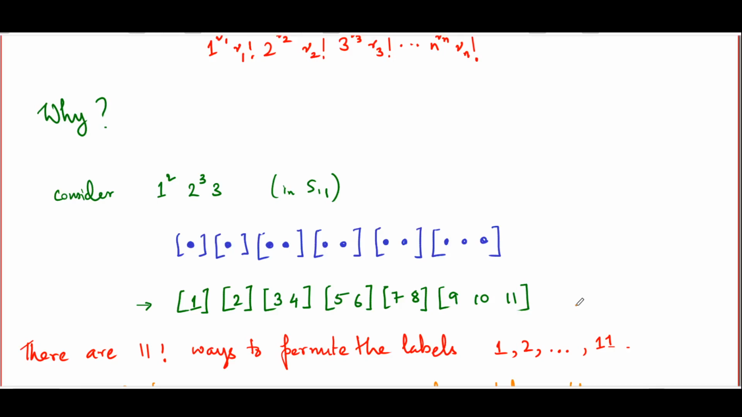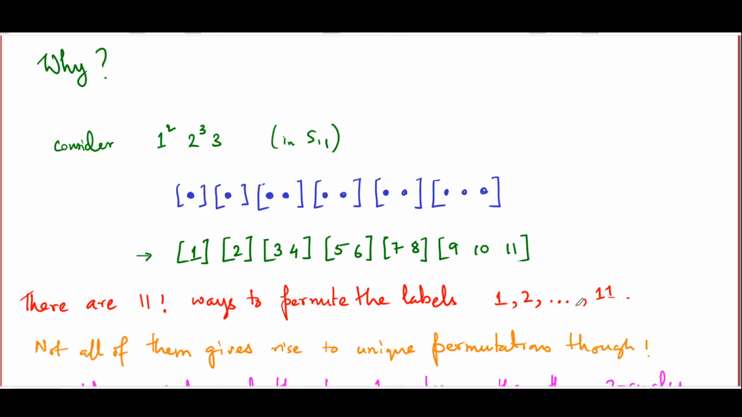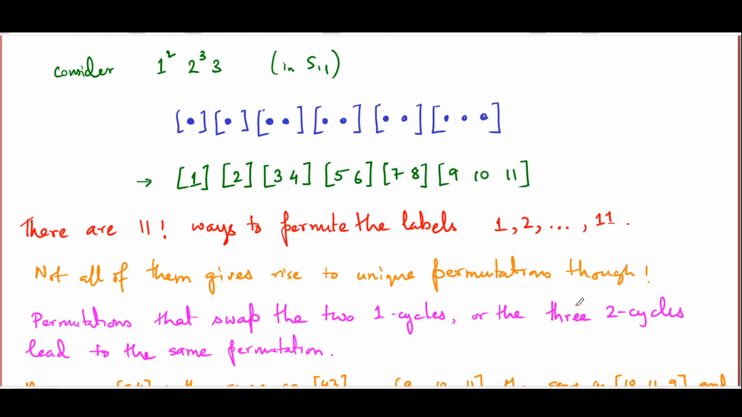So if you have a permutation of the labels 1, 2, 3, 4, etc., which swaps, say, the 2 1-cycles, so a permutation which swaps the label 2 with the label 1, or the 3 2-cycles among each other, say the labels 3, 4 get swapped with 5, 6, or 7, 8 gets swapped with 3, 4, all of these would lead to exactly the same permutation, just a different way of writing it. That's not all. (3 4) is exactly the same as (4 3).